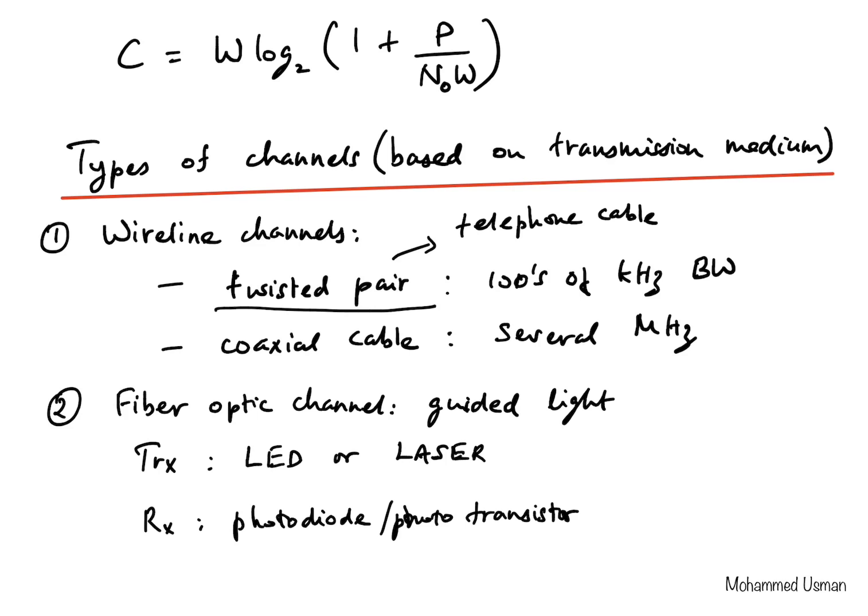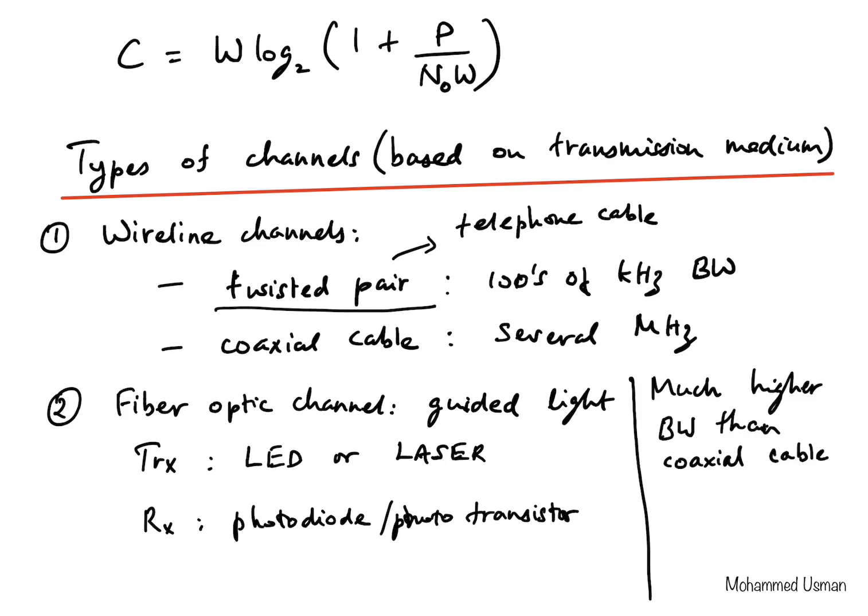So that's the fiber optic channel, and as compared to wireline channels like twisted pair and coaxial, fiber optic channels offer a much higher bandwidth. The bandwidth available on a fiber optic channel is much larger than what is available on a coaxial cable. The other good aspect of a fiber optic channel is that the attenuation is very low. That is, the decaying of the signal strength is very low. So that also is an advantage of using fiber optics.